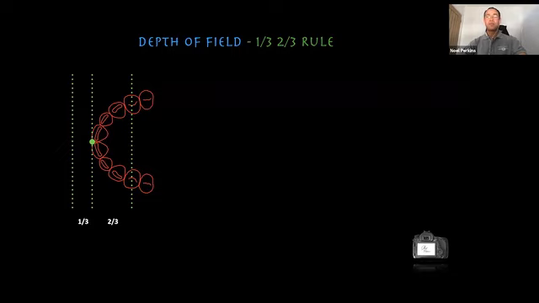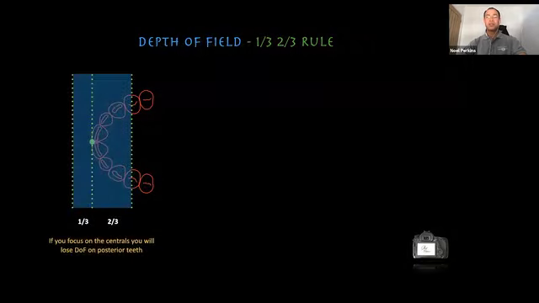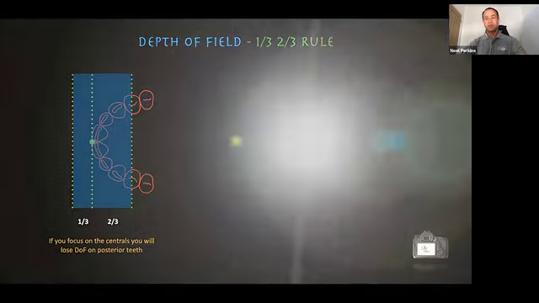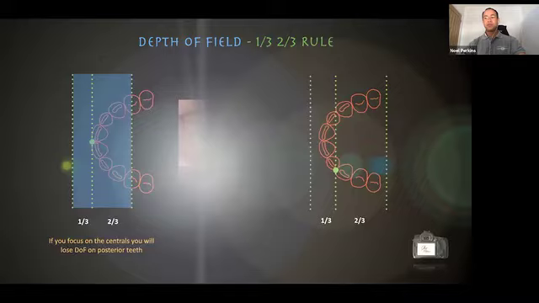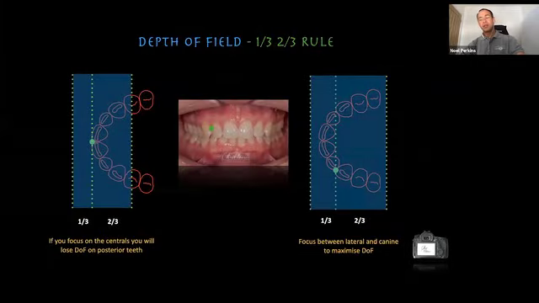If I'm focusing in the middle of those central incisors, then the blue zone shows you the depth of field. So if I look here, then the back teeth, they're out of focus. You're losing depth of field. If I focus between the canine and the lateral incisor, then 1/3 in front will be in focus, and then 2/3 behind that point will be in focus. And that shows you the view there from the front. So you're maximizing the depth of field in your image. So it's useful to have this in mind.